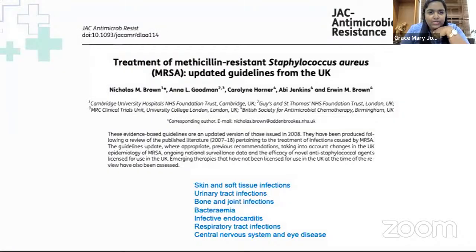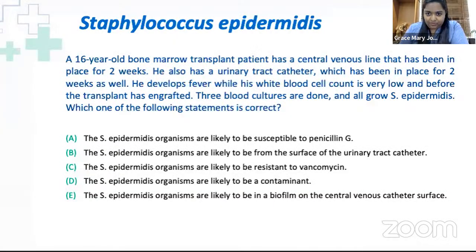And I want to leave you with the latest guidelines the UK has published recently, and it covers all these things: skin and soft tissue, urinary, bone and joint infection. This is for MRSA, specifically. So I would encourage you to go through this journal as well, so that you have a better idea of what the current guidelines being followed are. Now, towards the final slides, let's come to the next one. We have talked about Staph aureus so far. Now it's Staph epidermidis. Okay, this is your CoNS, coagulase-negative Staph.